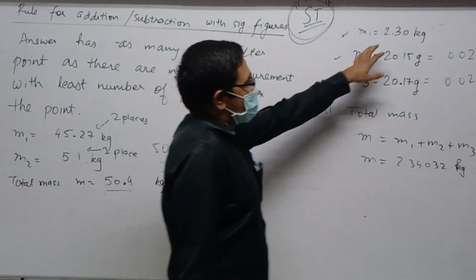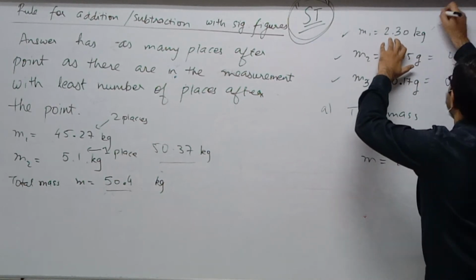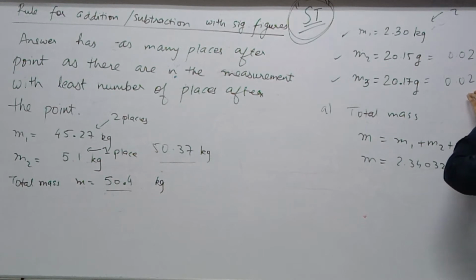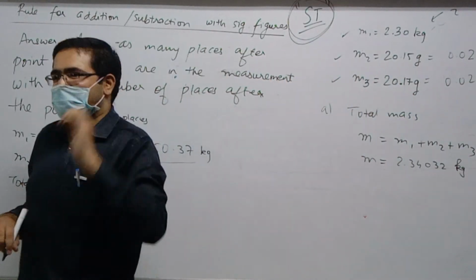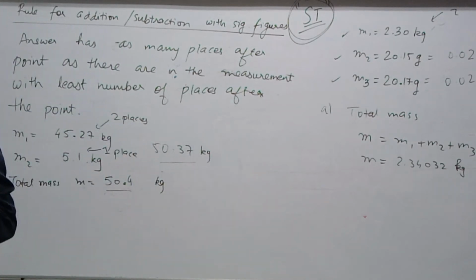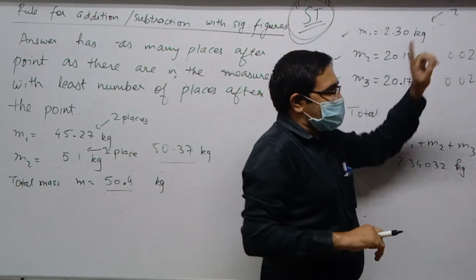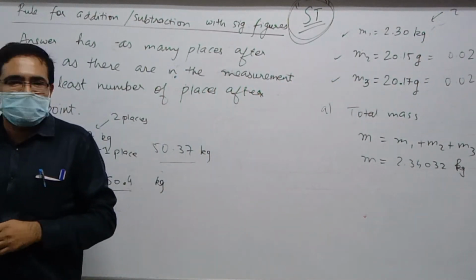So here, 2.34032 kg. How many places here after the point? 2. Sure? Yes. Okay, here? 5. Here? 5. Okay, which is least? 2. So tell me the final answer now. Raise your hand. What should be the final answer of this question? Remember, we want 2 places after the point.